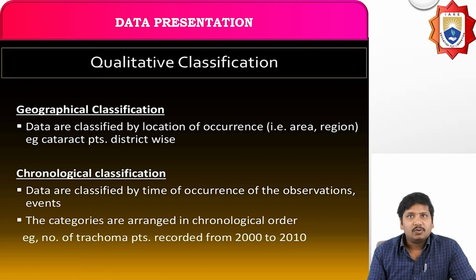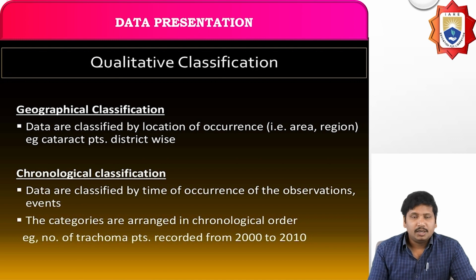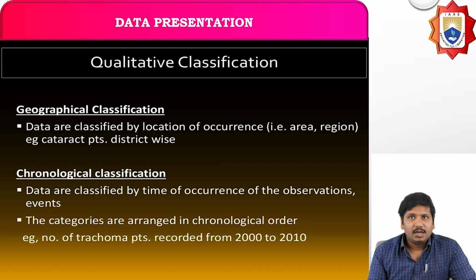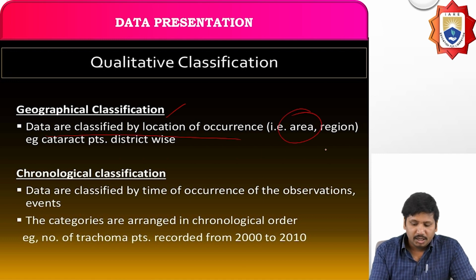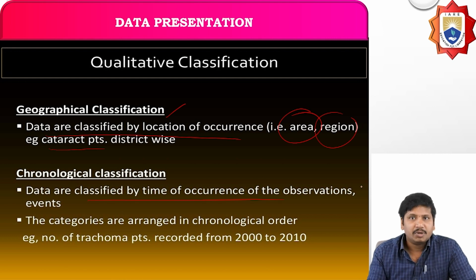The next topic is about data presentation. For qualitative classification, what is geographical classification? The data is classified according to the location of occurrence, such as region, area, and district wise. Then it is considered a geographical classification. Chronological classification means the data is classified with respect to the time of occurrence of observations and events.